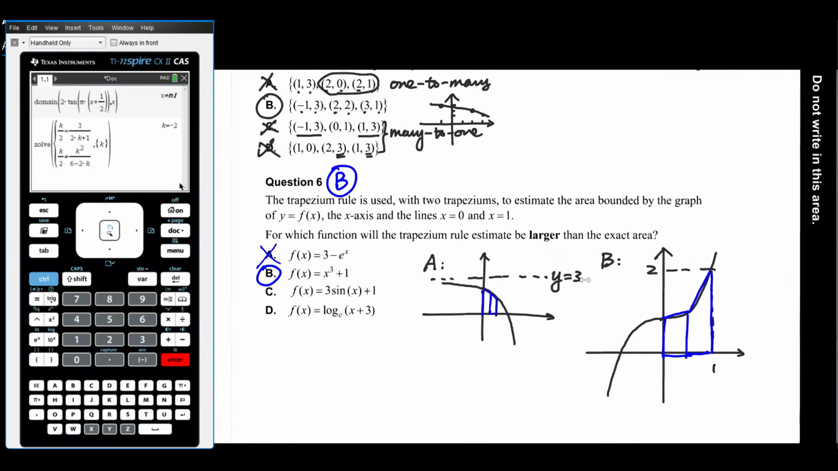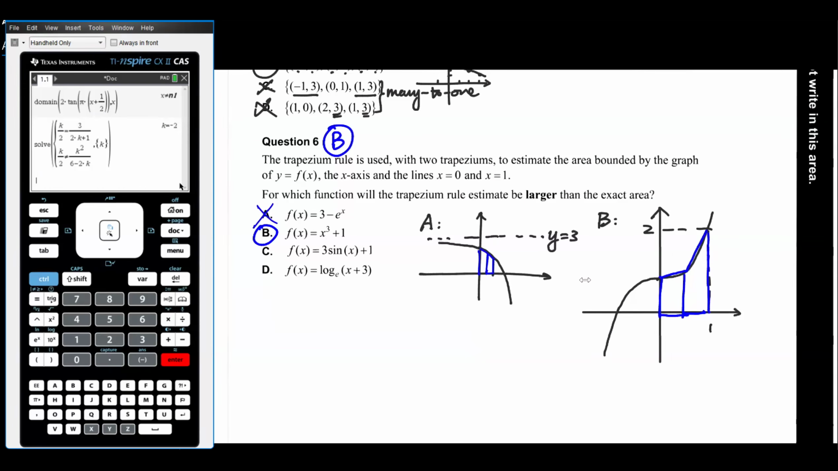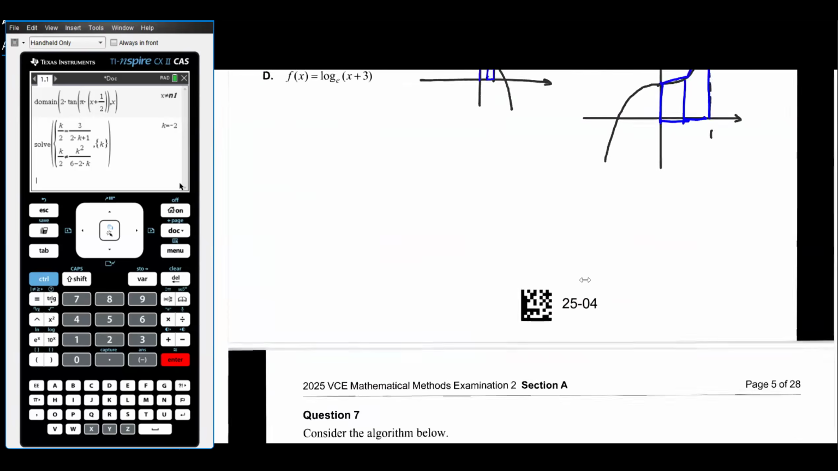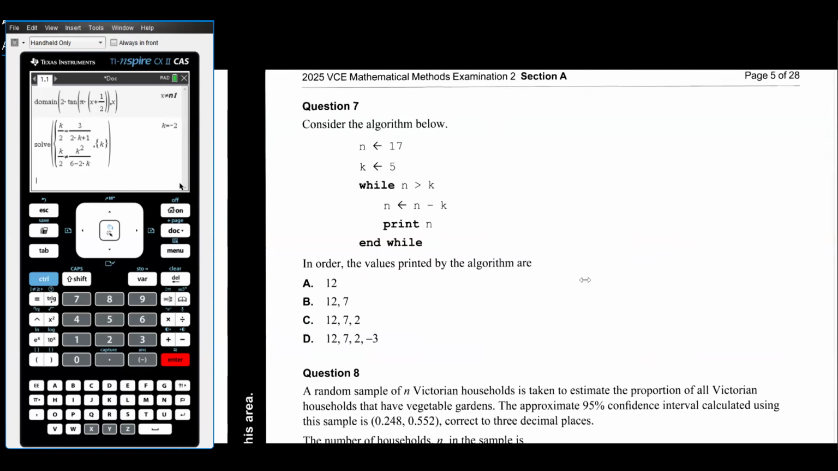I don't think a CAS is necessary here. It's more of a conceptual understanding. Let's move on to look at question 7. The algorithm below, well, very simple pseudocode question. So firstly, we have n equals 17 and k equals 5.